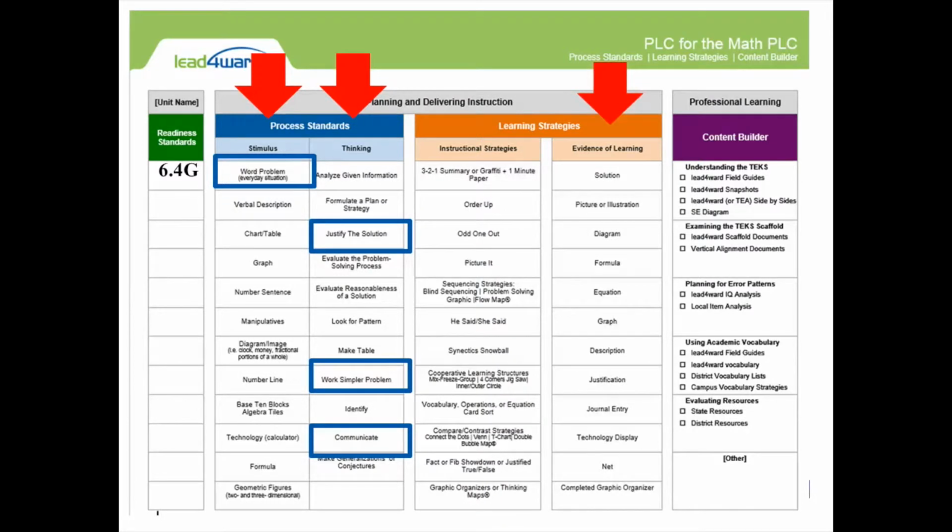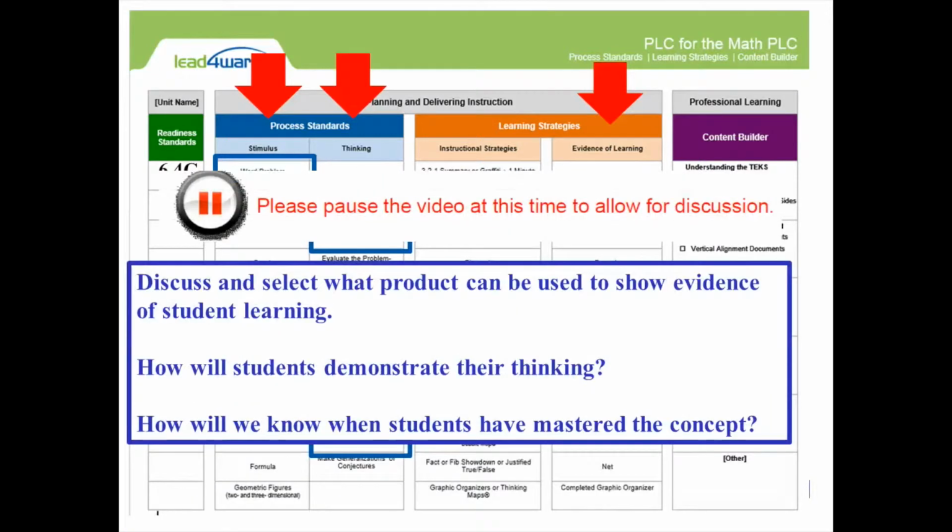Look at the evidence of learning column. Discuss and select an appropriate product that can be used to show evidence of student learning which matches the rigor of our hotspot TEKS. Questions to think about when selecting the evidence of learning: How will students demonstrate their thinking? How will we know when students have mastered the concept?